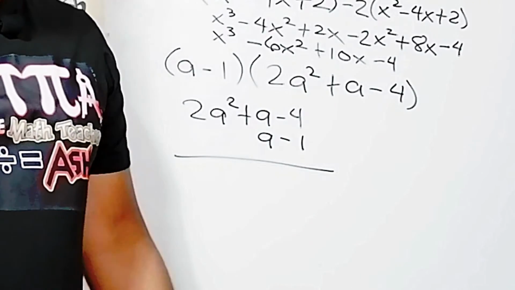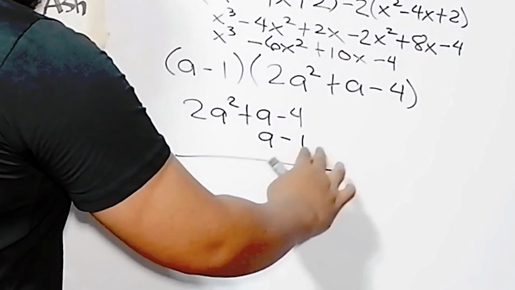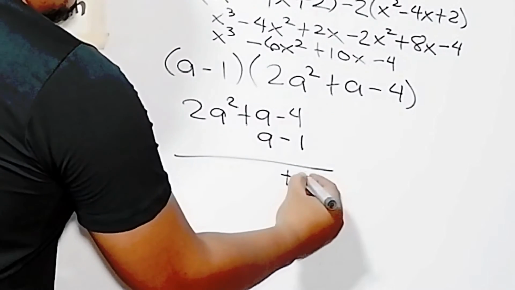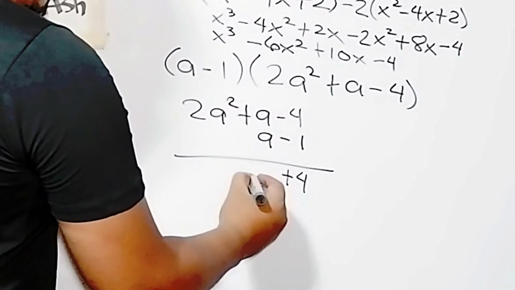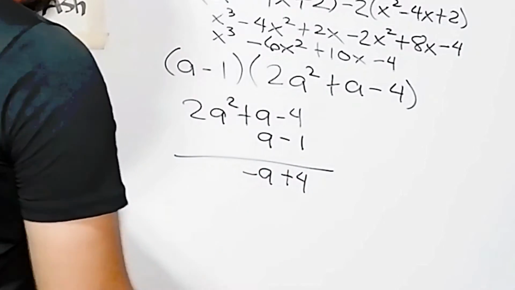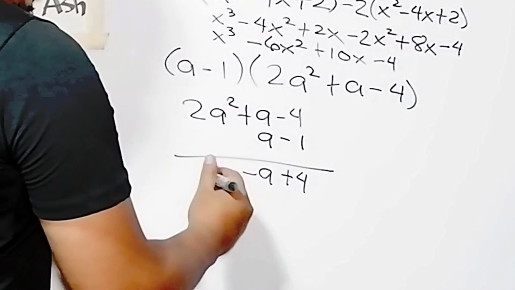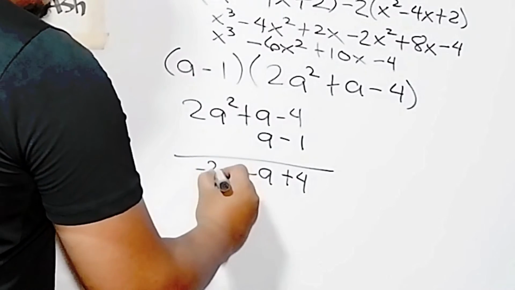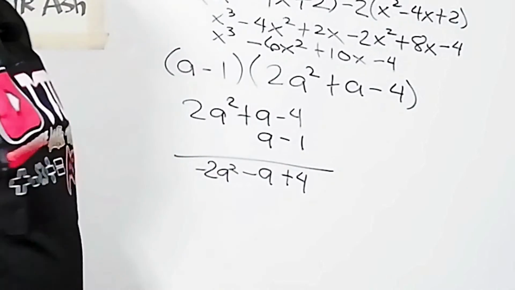You just apply what you have learned in multiplying numbers. So, negative 1 times negative 4, positive 4. Negative 1 times positive a, that will give you negative a. Negative 1 times 2a squared, that will give you negative 2a squared. So, you are finished with your first term.